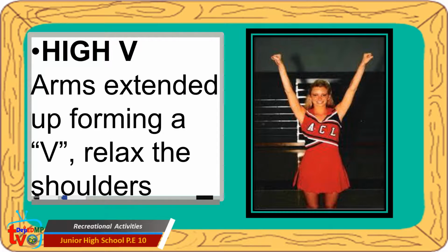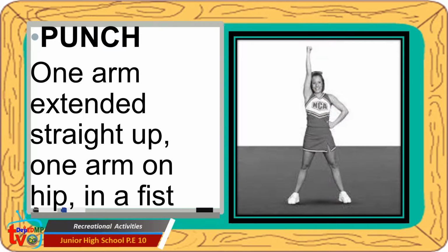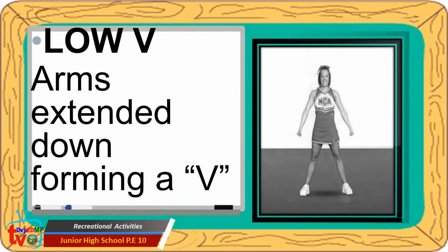The high V: arms extended up forming a letter V. Relax the shoulders. Punch: one arm extended straight up, one arm on hip in a fist. Low V: arms extended down, forming a V.